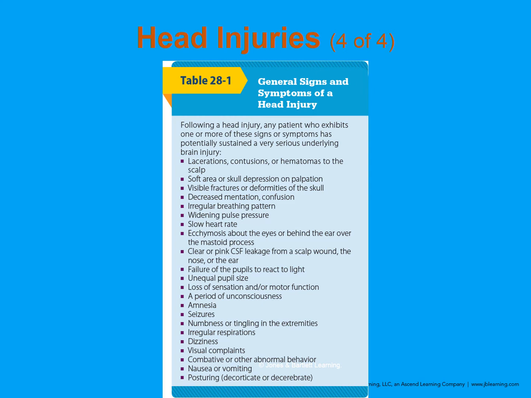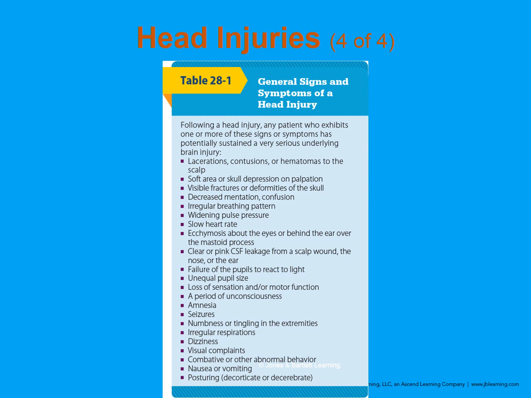Ecchymosis or bruising about the eyes, we call those raccoon eyes, or Battle's sign just behind the ear on the mastoid process. You're going to see some ecchymosis, also called bruising, there. Those signs all come up late though, so be aware. Anytime we think of bruising as a sign, we may not see it initially. It takes some time for that to build up.